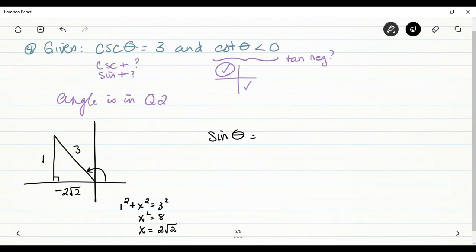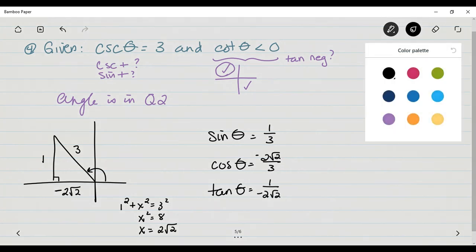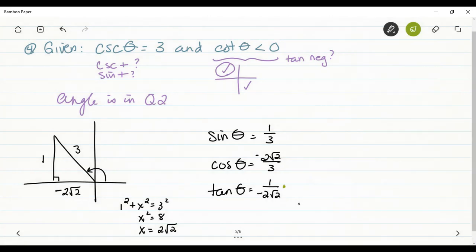Once we've established our triangle where it is, labeled sides, sine is now 1/3, right? The reciprocal of the cosecant we had. Cosine is now negative 2 root 2 over 3, sorry. And tangent is 1 over negative 2 root 2. You do need to, as we did before, rationalize. So top and bottom will get multiplied by root 2. And that means that this total will be negative root 2 over 4.